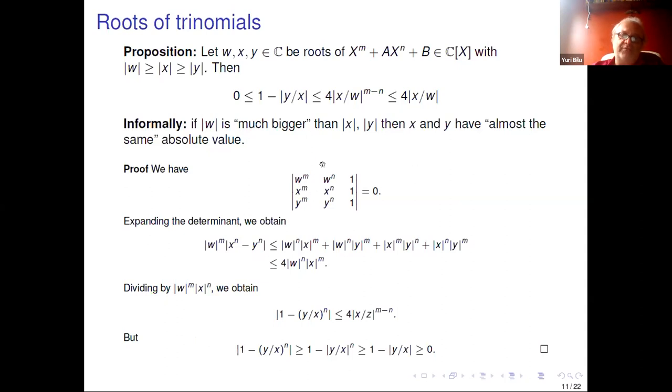Since they are roots of some trinomial, this determinant must vanish. So it has 6 terms. Sorry, I have to close the door because there is some activity in the house.